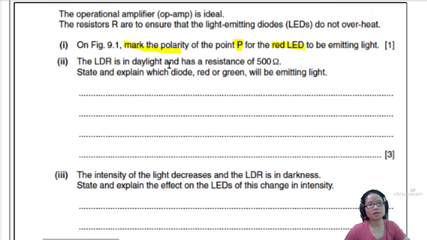Okay, done. The LDR is in daylight and has a resistance of 500 ohm. State and explain which diode, red or green, will be emitting light. So you must state and explain. And this is 3 marks.